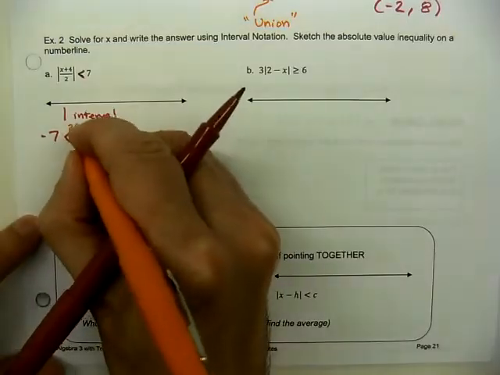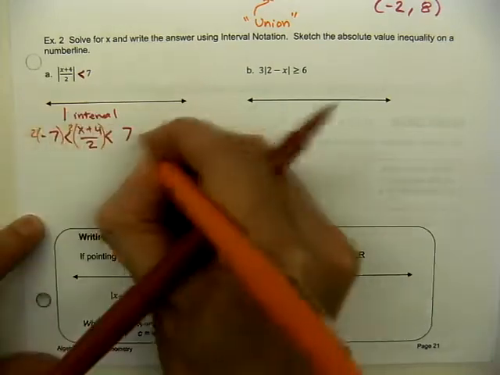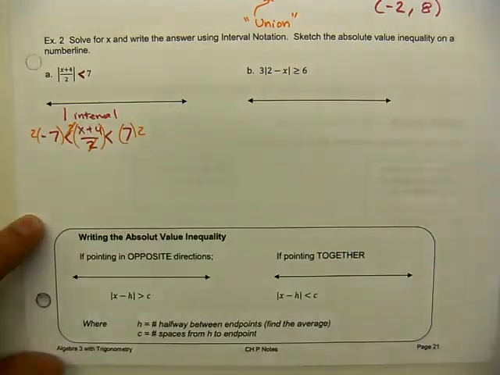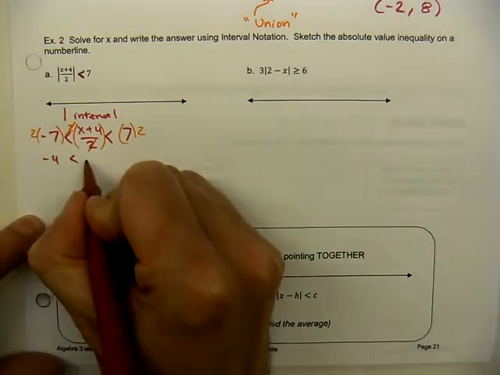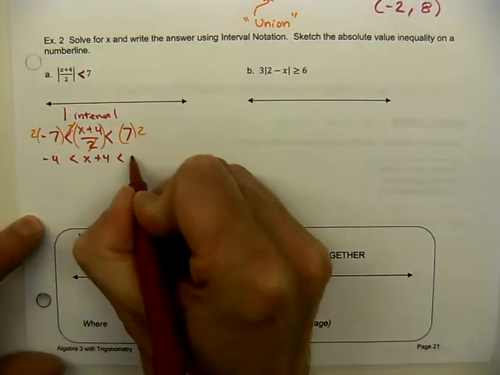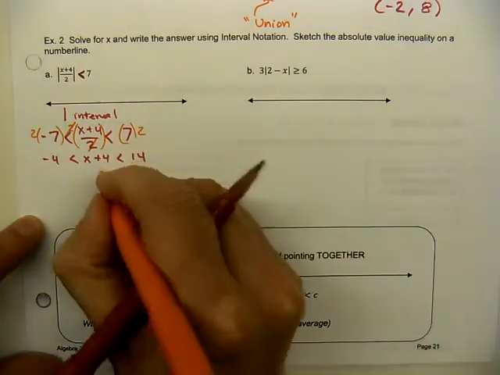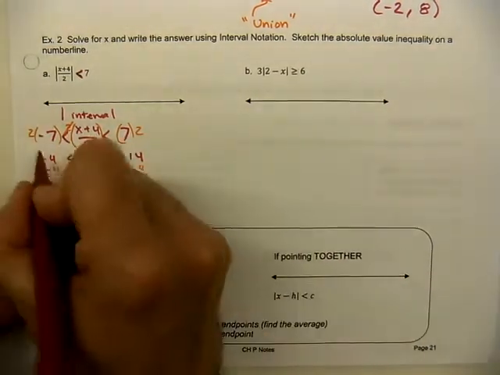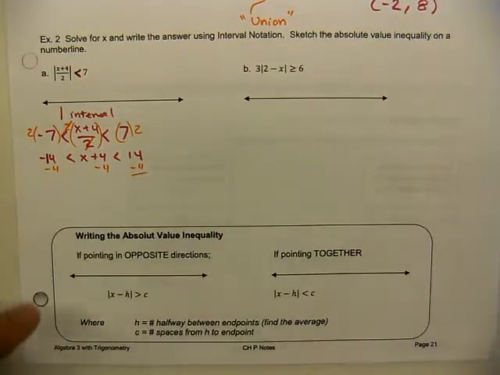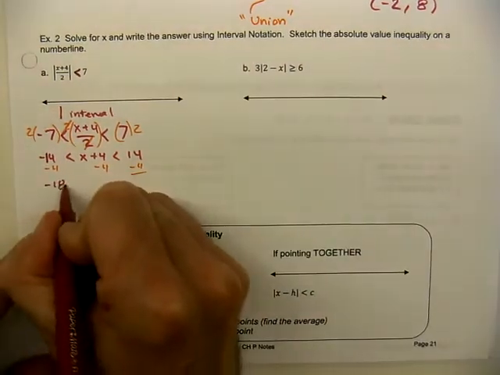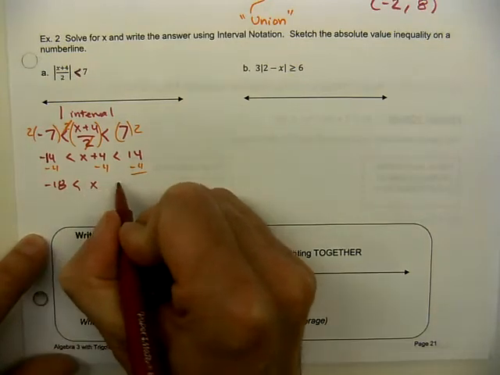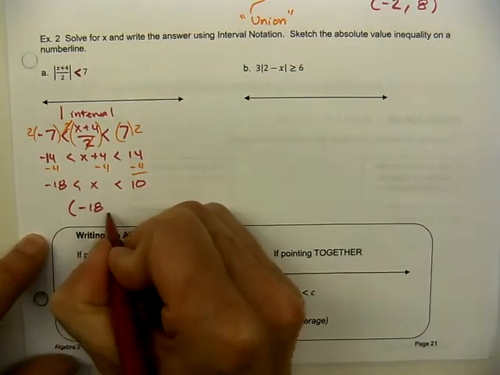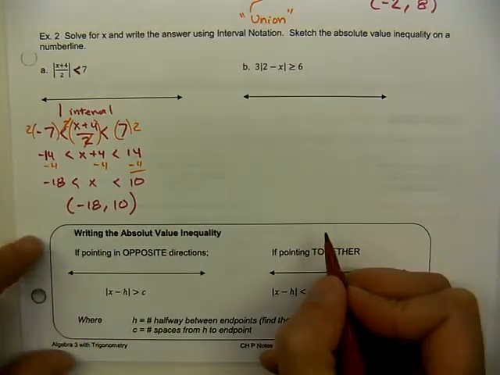Let's start by multiplying everything by 2. So in the middle, 2 cancels out with divided by 2. We have a negative 14 less than x plus 4, which in turn is less than 14. Next, let's subtract 4. So we should have a result of negative 18 on the far left, less than x, less than 10. So there's our one interval from negative 18 to positive 10.